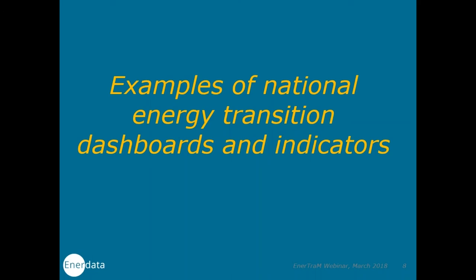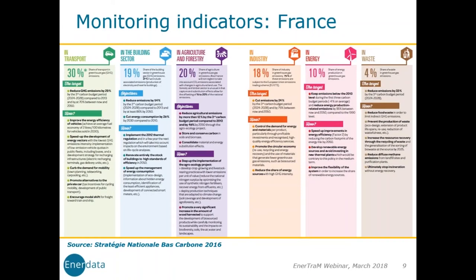A very short view at some energy transition dashboards as they exist in different countries. In France, there is a set of monitoring indicators in the so-called national low carbon strategy. I will not elaborate on each of the indicators, but just mention the fact that there are indicators, of course, for the transport sector, the building sector, agriculture, industry, energy, waste management. And then there are objectives and the measures and tools to be implemented to reach the objectives.